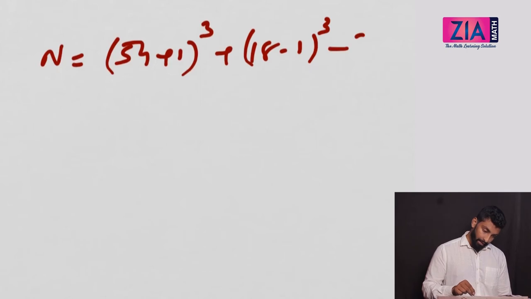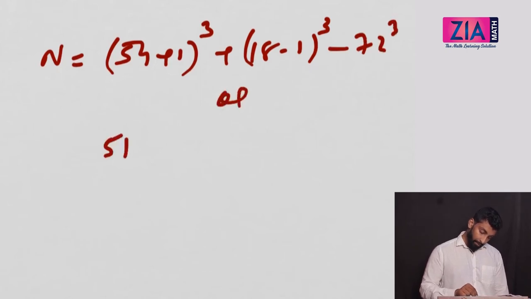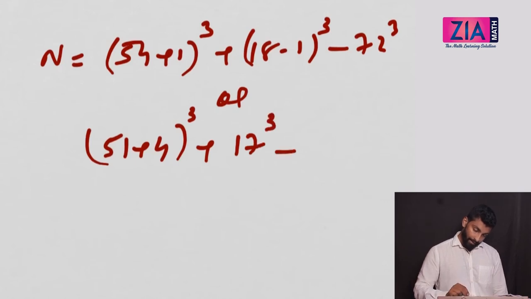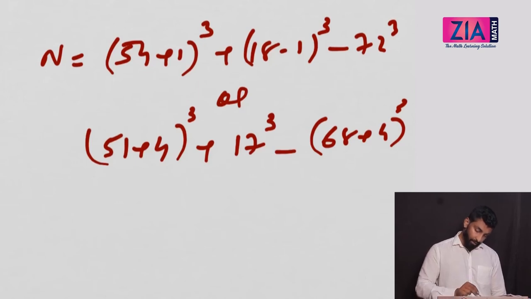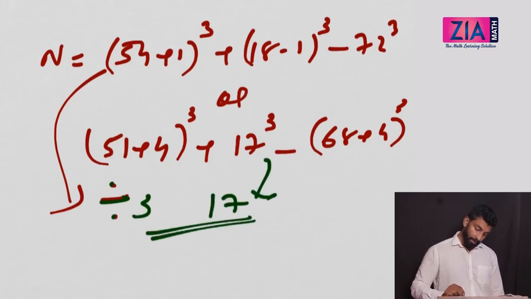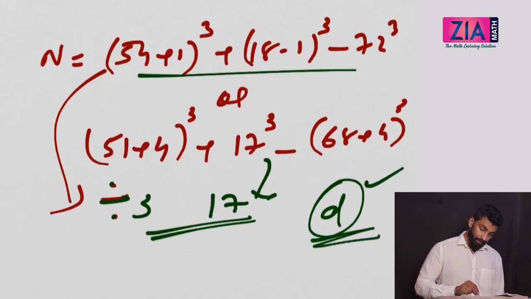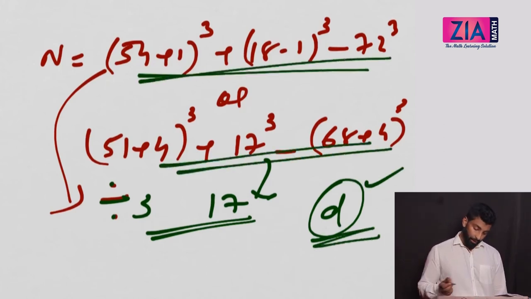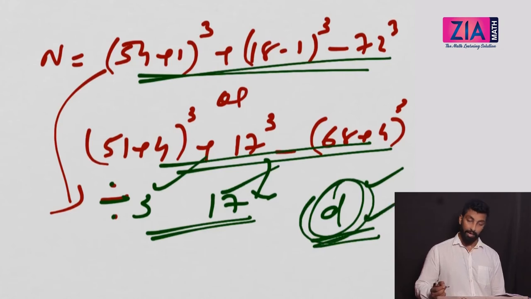Now what is the next question? Here you can write n as (54 plus 1) cube, plus (18 minus 1) cube, minus 72 cube, or (51 plus 4) cube, plus 17 cube, minus (68 plus 4) cube, right? Now if you see, the first form is divisible by 3 and the second form is divisible by 17. So you'll mark D as your answer. Okay, this is divisible by 3, this is divisible by 17, so it is divisible by 3 and 17. You will mark D as your answer.